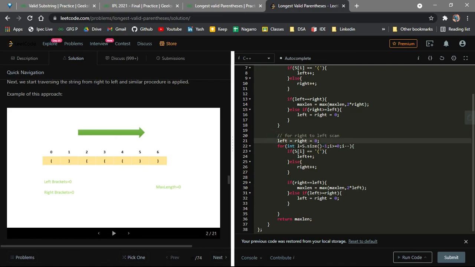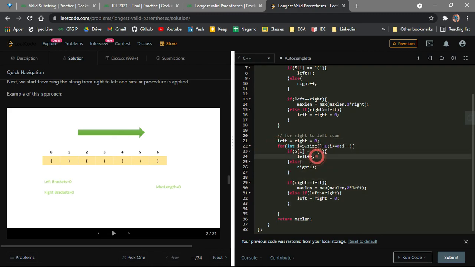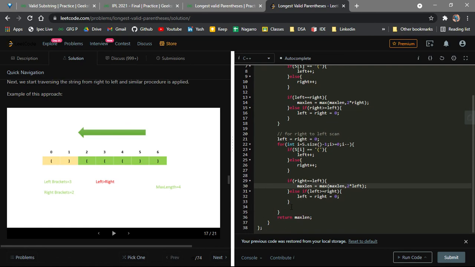Then traversing from right to left, if we find any opening, left plus plus; if we find any closing, right plus plus. If right is equal to left, then we just need to update the max length. And if left is greater than right, like in this example, exactly at this point, then make both left and right equal to 0. And then at the end of the program, return max length.